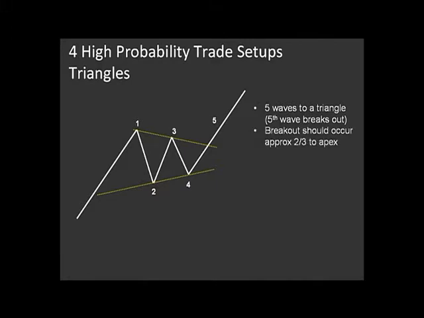Then your breakout should usually occur around about 2/3 of the way through to the apex of the triangle. What I'm saying is, if you took these 2 yellow lines that define the outer boundaries of this triangle and projected them out to an apex, this breakout, this 5th wave, actually breaks out more or less 2/3 of the way towards where the apex of that triangle would meet up, as it were. That's a high probability triangle setup. You want it to break out on the 5th wave more or less 2/3 of the way into the apex.